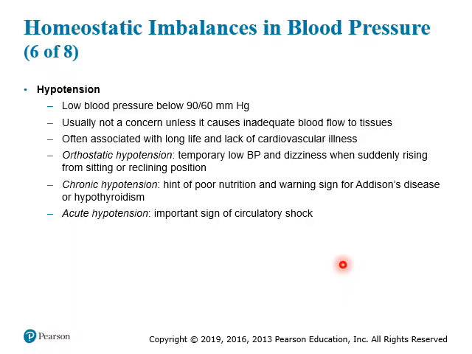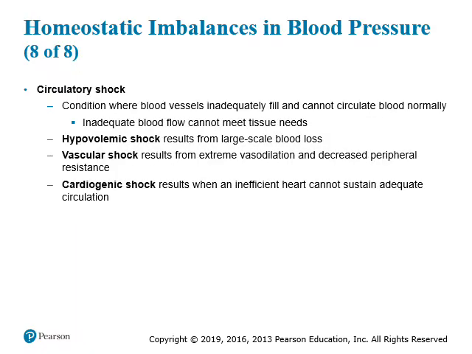Orthostatic hypotension is the temporary low blood pressure and dizziness when suddenly rising from a sitting or reclining position. But chronic hypotension is a hint of poor nutrition and is a warning sign for Addison's disease or hypothyroidism. Acute hypotension is an important sign of circulatory shock. This is something that should be avoided.